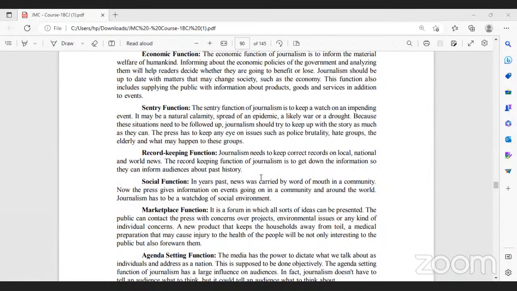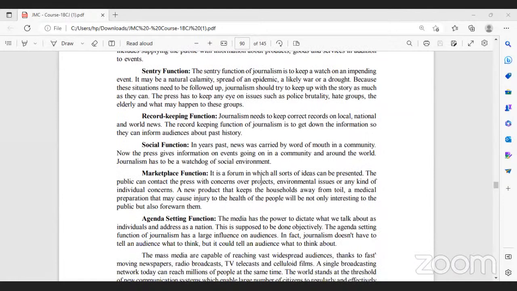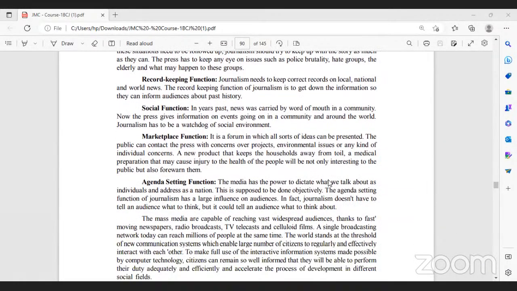It is something where a center will be supervising the issues. Similarly, there is a supervision to be done when untoward incidents happen. Then, the record keeping function is very important. Whenever you have some legal implications, it is referred to the newspapers. So journalism keeps a correct record of local, national, and world news. The record keeping function is to gather information so that they can inform audiences about the past history.